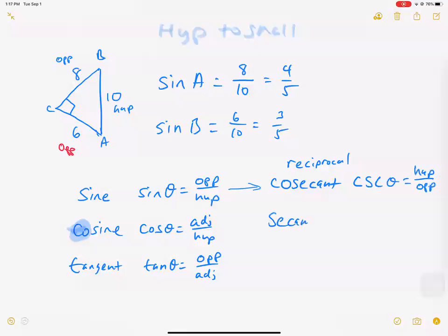Secant is SEC, and that's going to be hypotenuse over adjacent. And cotangent is going to be COT, which is just like what we've been doing. We've just been taking the reciprocal, the flip version. It's going to be adjacent over opposite.